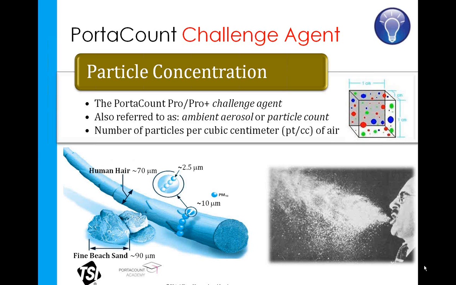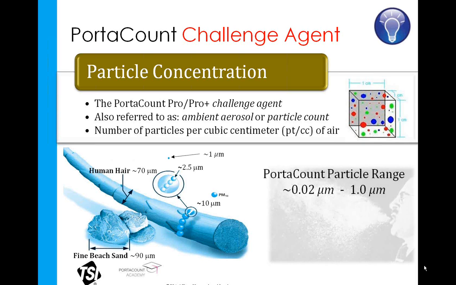Now to give you an idea of just how small the particles the PortaCount reads are, we have a picture here in the lower left. Now the average human hair is roughly 70 microns in diameter, and here we kind of break it down into smaller and smaller particles in relation to that human hair. Now the PortaCount goes even smaller. It looks at particles that are between 0.02 and 1 micron. So very, very small particles, and by definition, nanoparticles.